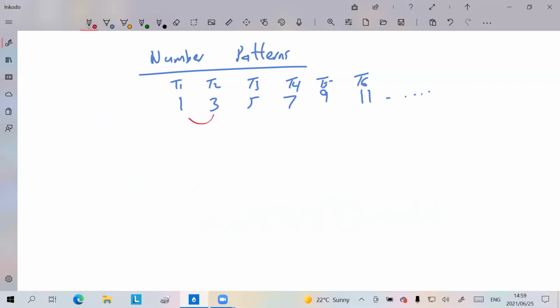So you find this when you subtract: 3 minus 1 is 2. 5 minus 3 is 2, 7 minus 5 is 2, 9 minus 7 is 2. So you've got yourself a pattern. Each time it's increasing by 2. So if we ask you what's the next number, well, it's 11 plus 2, which will give you 13. And you add another plus 2 there to give you 15, depending what they ask for.